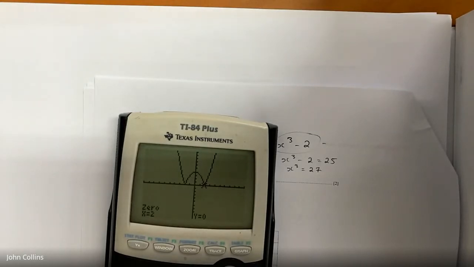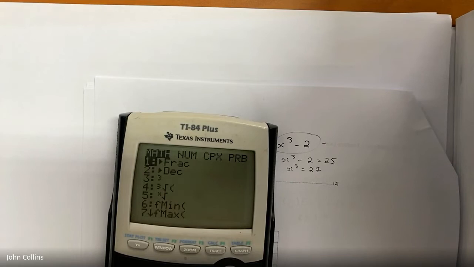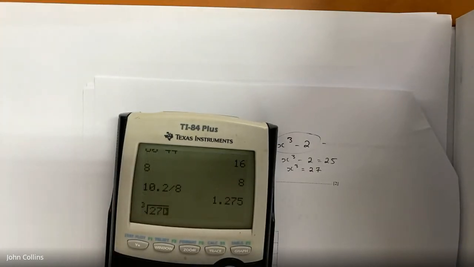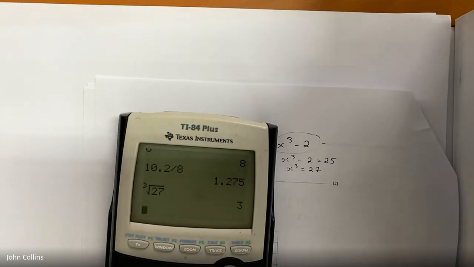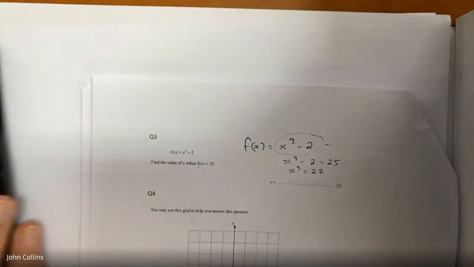This was the calculator exam, yeah. So if you go into math, you can see that down here is the cube root. So press cube root 27. If you're not sure, you should know that one off by heart, but it's 3 anyway. 3 times 3 times 3.